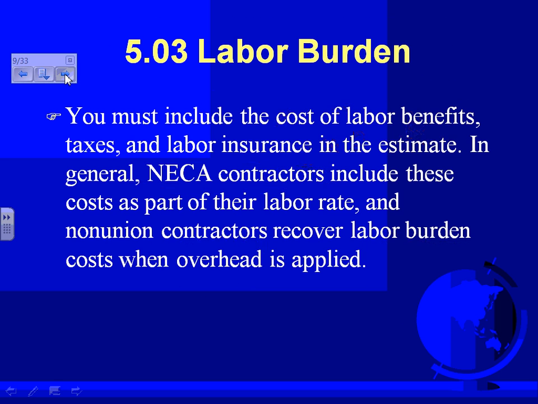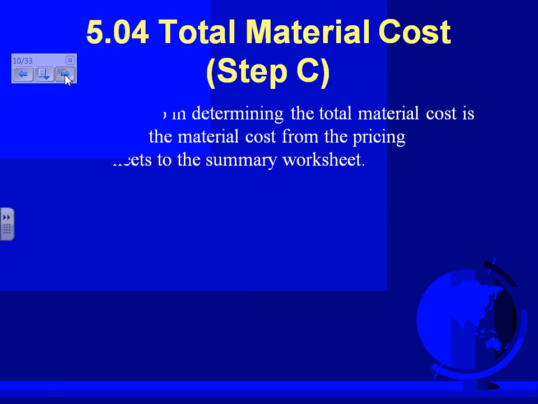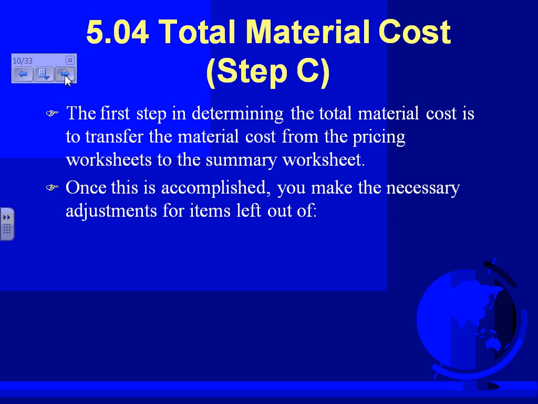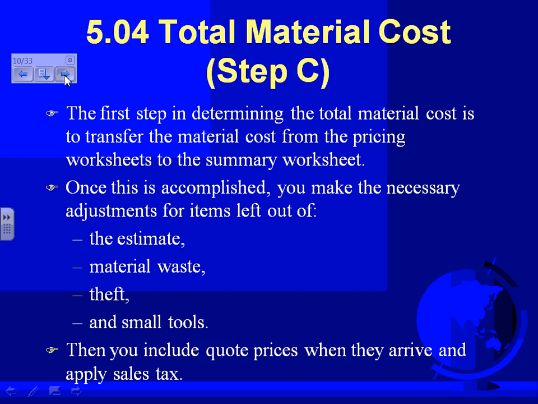They add other things when you bid. They add your overhead to it. Total material cost, we add our material cost. You can mark estimate summary, material waste. These are the things, guys. Now I moved away from the labor to the material. These are the things that you add, you adjust your material, like we did for theft.